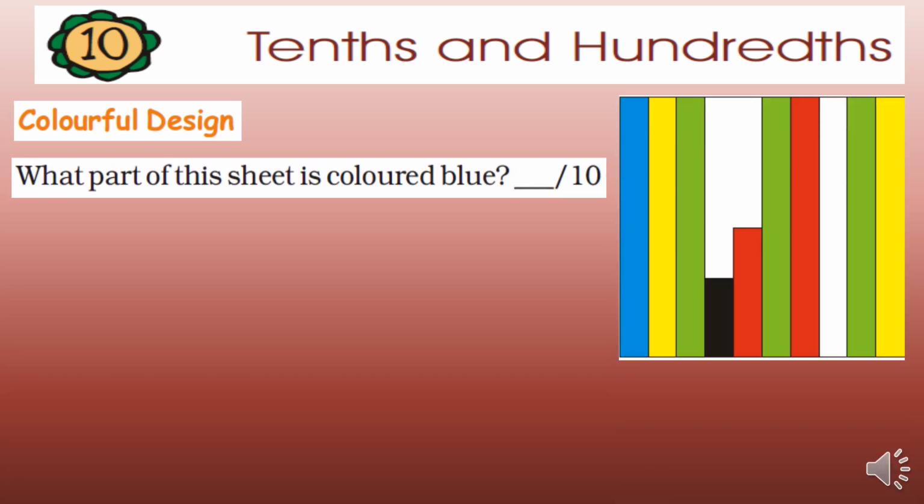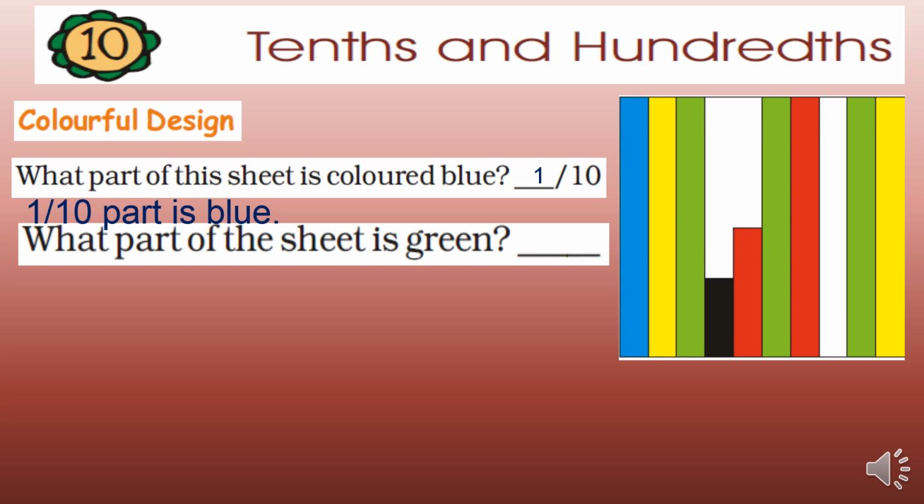What part of this sheet is colored blue? Dash divided by 10. So here you can see this sheet is divided into 10 equal parts and each part is colored differently, right, with various colors. So you can see out of 10 parts, the blue color strip is 1. So the answer will be 1. So 1/10 part is blue.